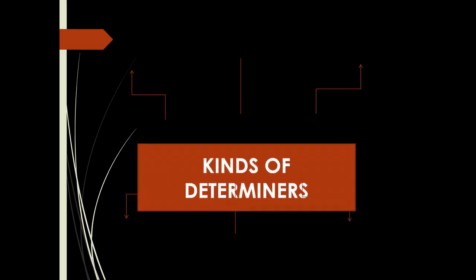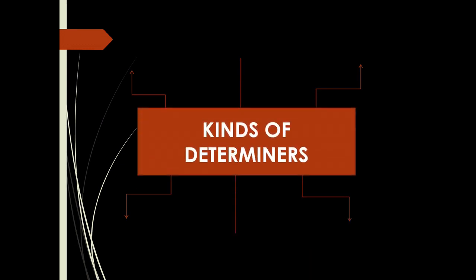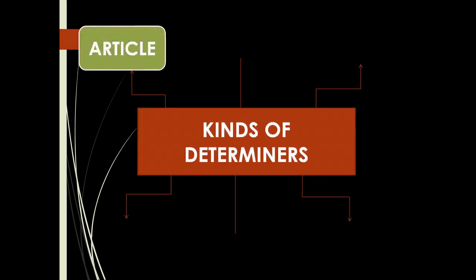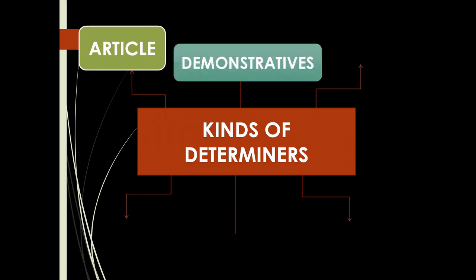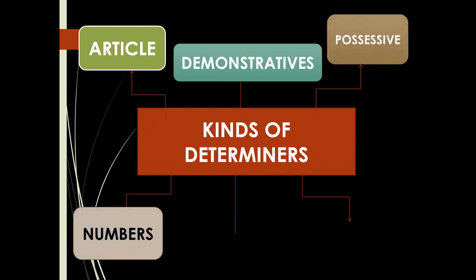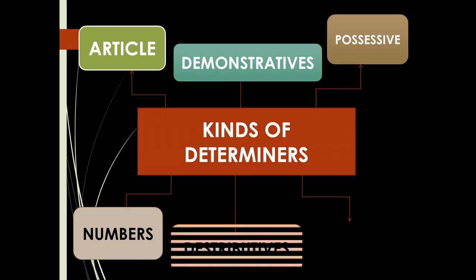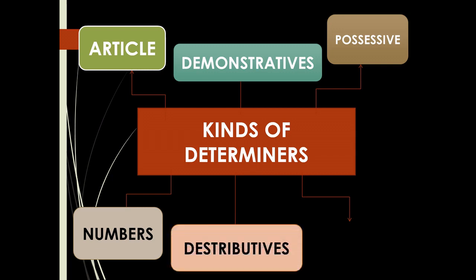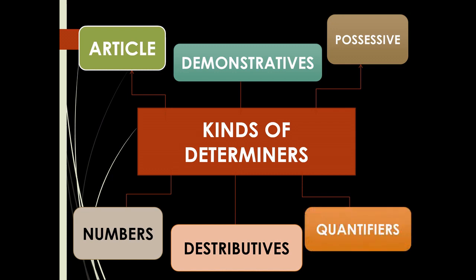So, let's see how many kinds of determiners are there. Number 1, article. Number 2, demonstratives. Number 3, possessive. Number 4, numbers. Number 5, distributives. Number 6, quantifiers.